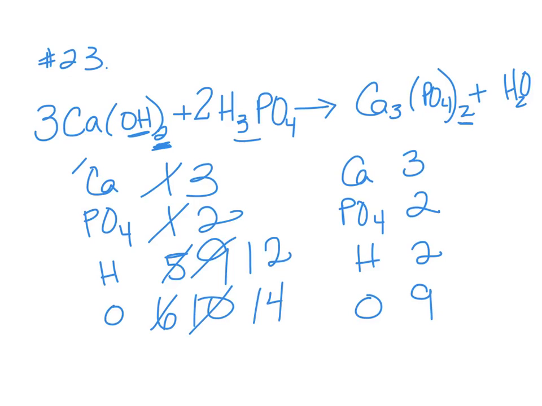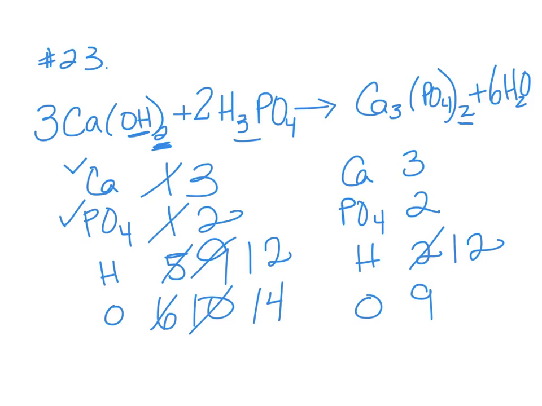So my calcium and my PO4s so far are balanced. Now onto my hydrogens. I have 12 hydrogens on one side, only 2 on the other. So I'm going to put a 6 in front of my water. That's going to give me 12 hydrogens.